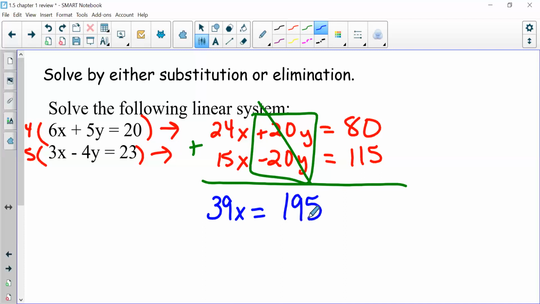And then 39 divided by 39 was x, and 195 divided by 39, what's that? 5. Yeah. Okay.